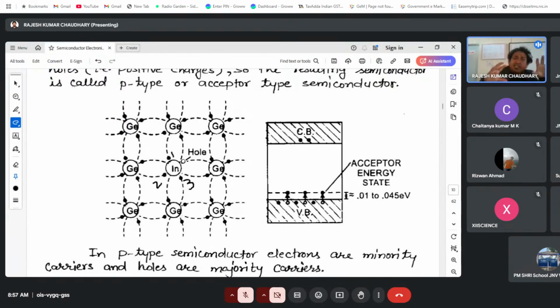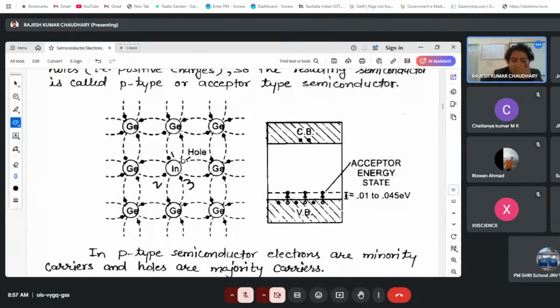Suppose there are 4 seats, 4 chairs on which we can sit. But if there are only 3 persons, 3 chairs will be filled and 1 chair will remain vacant. That vacant chair will be termed as a free space for electron. Got it? And that free space for electron is called a hole. Understood? Holes.